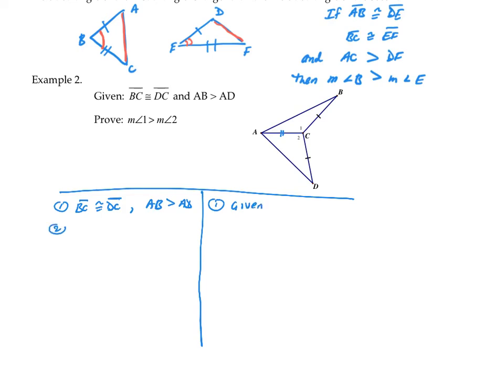Next, in step two, put in that line segment AC is congruent to itself by the reflexive property. And then we're ready to make our conclusion already. We have all the pieces that we need. We have two sides of one triangle congruent to two sides of another triangle, and we're given information that the third side of the first triangle, AB, is greater than the third side of the second triangle, and that means that the measure of the included angle of the first triangle has to be greater than the measure of the included angle of the second triangle. So finish off your proof by saying the measure of angle 1 is greater than the measure of angle 2, and that's by using the side-side-side inequality theorem.